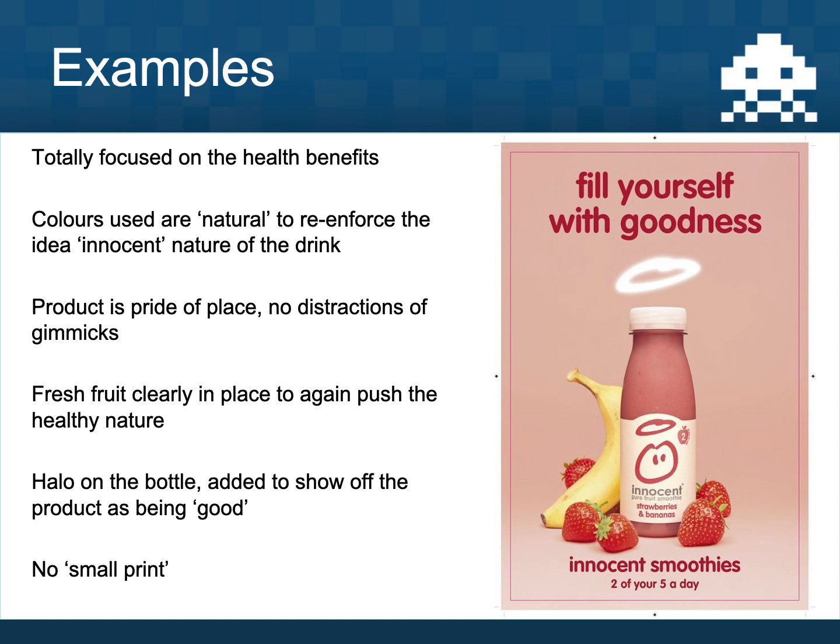Again, the product bottle is pride of place, it's right in the middle, but they haven't really used any gimmicks or any distractions. Again, that's there to show that that company are all about the drink. The fresh fruit is clearly in place. If your drink is selling itself as healthy, you need to make sure you've got that sort of healthy element in there. The halo on the bottle, again, shows off that product as being good. Coca-Cola wanted to show themselves off as being fun. Innocent Smoothies want to show themselves off as being good and good for you.